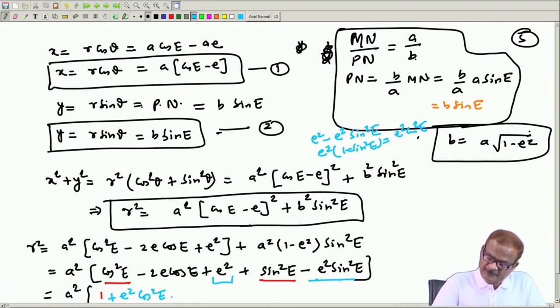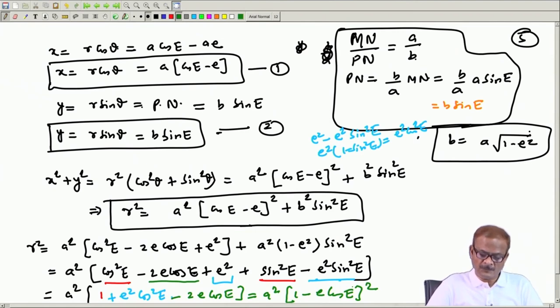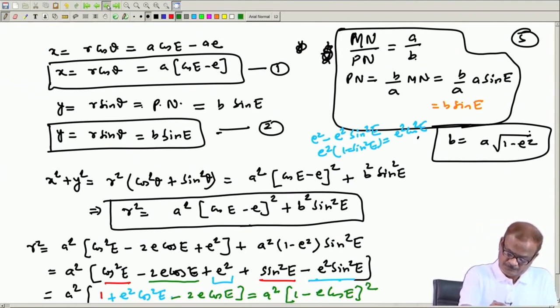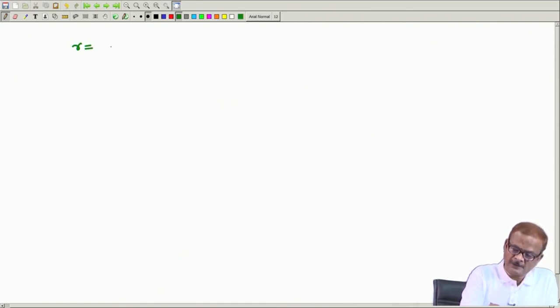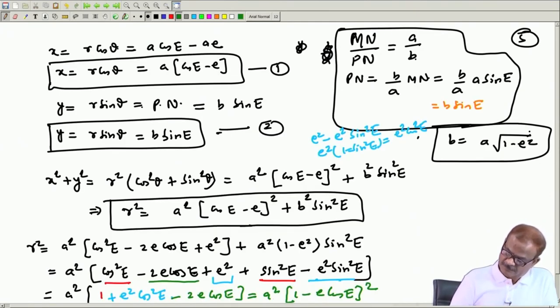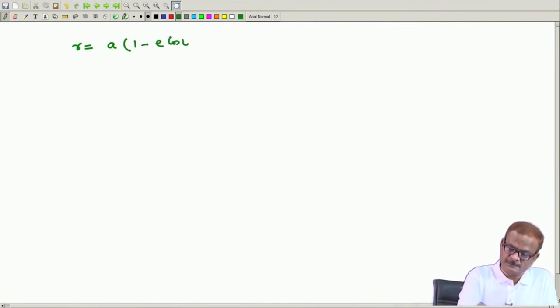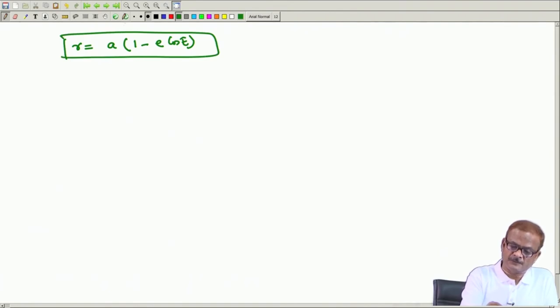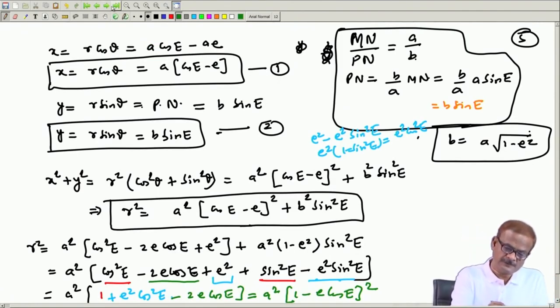This term and this term are taken care of. The last remaining term is minus 2 E cos E, and you can see that this is nothing but 1 minus E cos E whole square. Therefore, R becomes equal to, because R is always a positive quantity, A times 1 minus E cos E. So, this is the R, which we write as equation number 3.